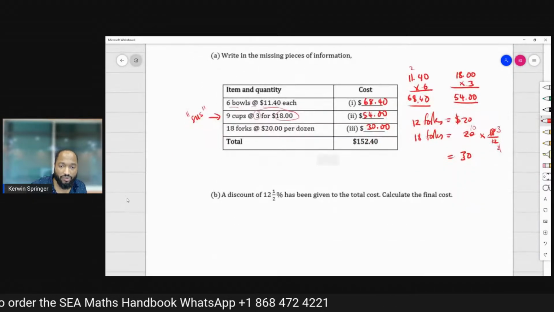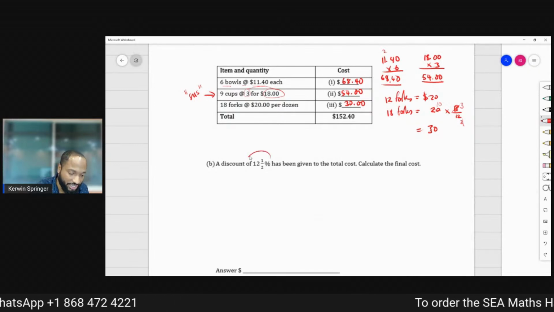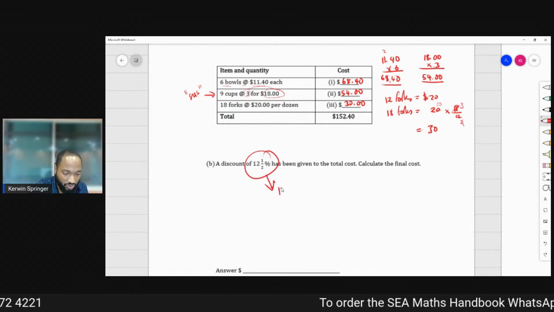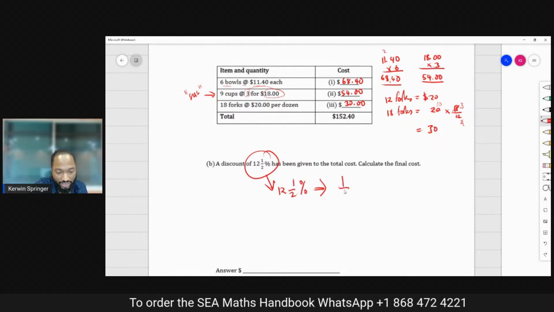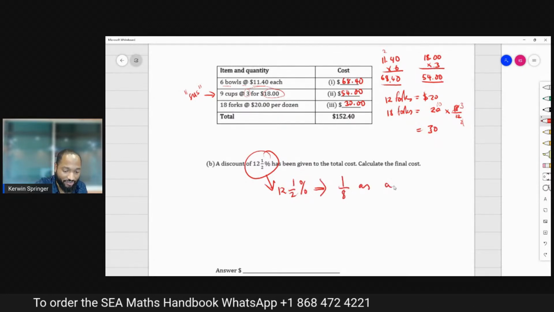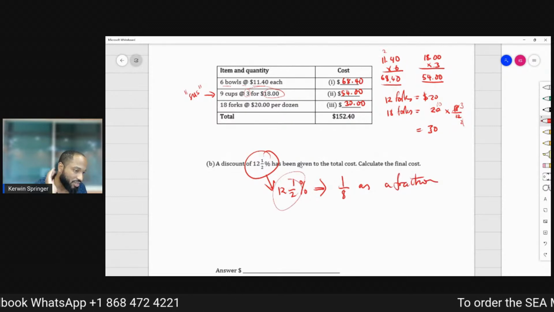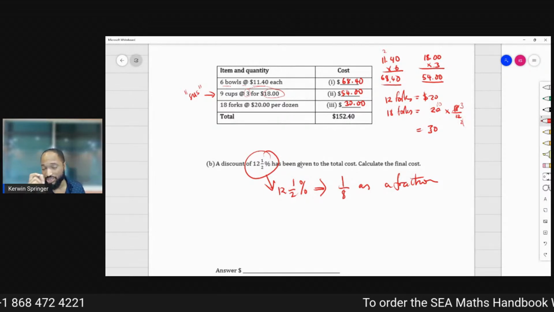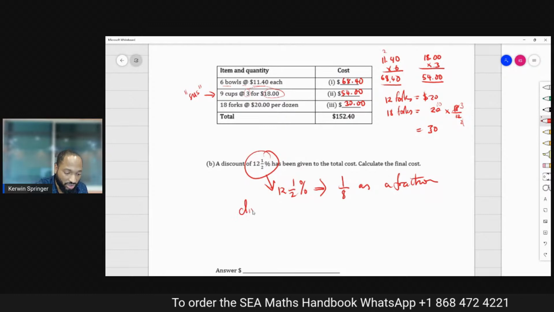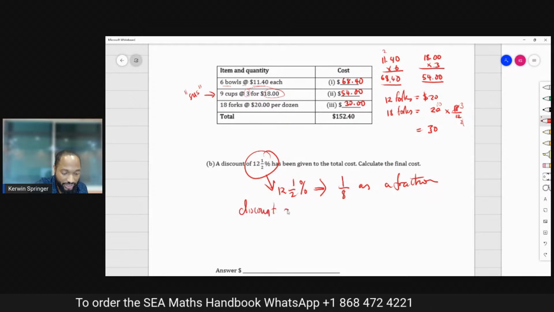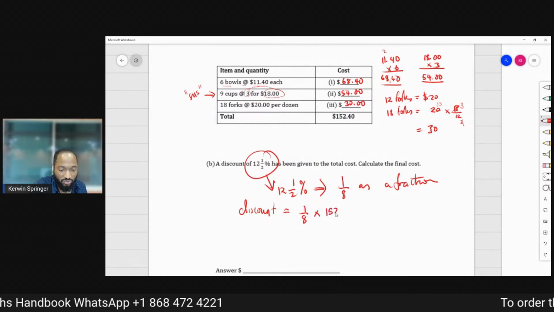A discount of 12.5% was given to the total cost, calculate the final cost. First things first, 12.5% is a member of the 8th family. This is 1/8 as a fraction. And it will be nice to use 1/8 instead of 12.5. 12.5 is messy, 1/8 is not messy. So I can say the discount is 1/8 of the total price. So 1/8 multiplied by 152.